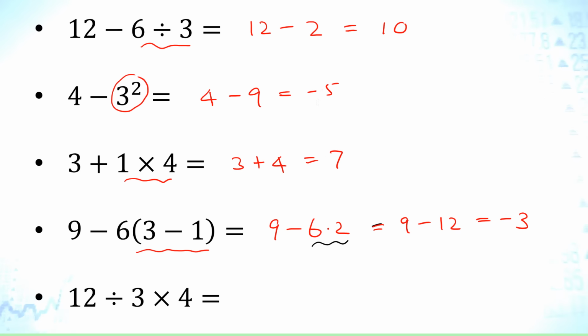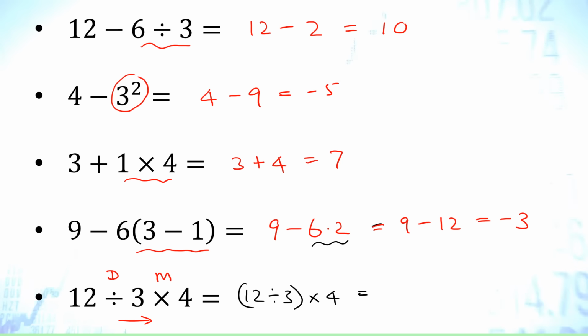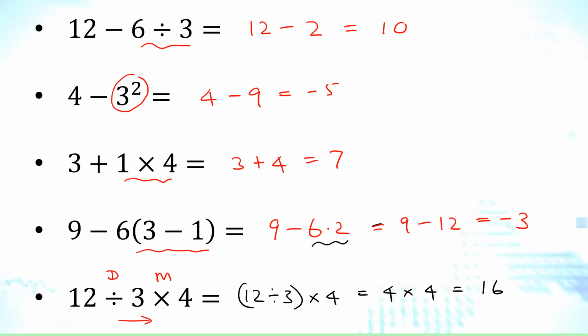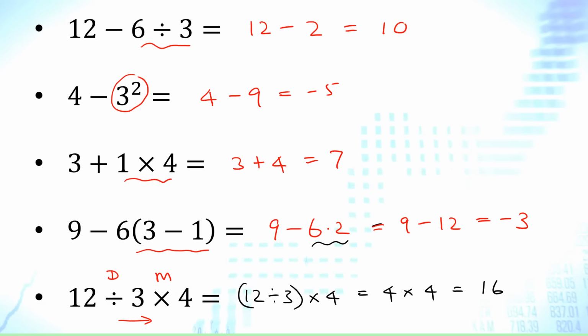And then the last one, now you can see we have a division and a multiplication. So if you get something at the same level, you have to do left to right. So that means you do the division first. You do 12 divided by 3 first, and then you do the multiplication. 12 divided by 3 is 4, and then multiplication: 4 times 4, which is 16. So those are the correct answers for these problems.